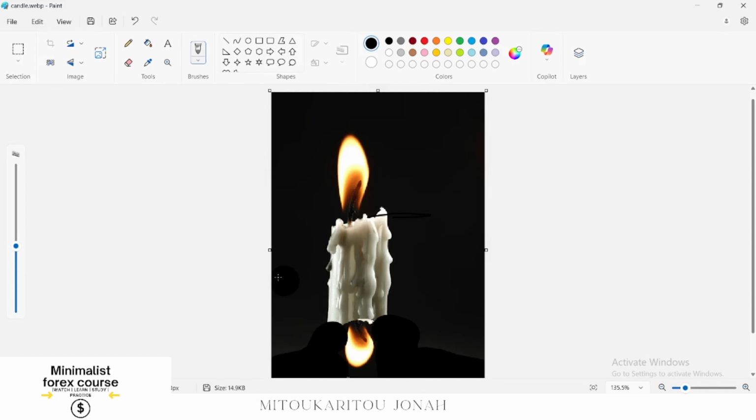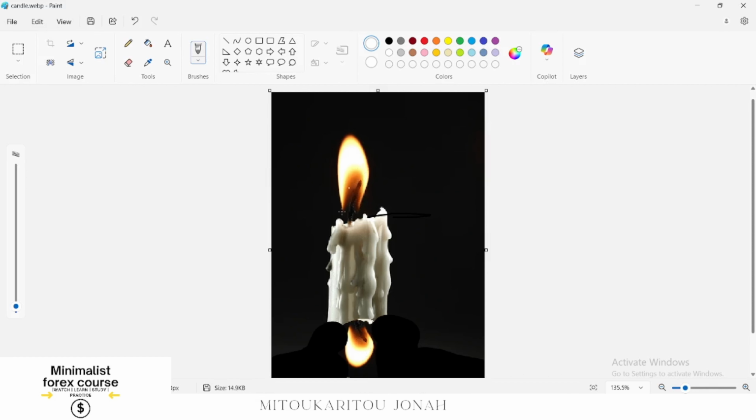So you're seeing the same candle, but now this candle has fire at the bottom. But the flame on top is longer than the flame downward, so this flame here is going to burn.